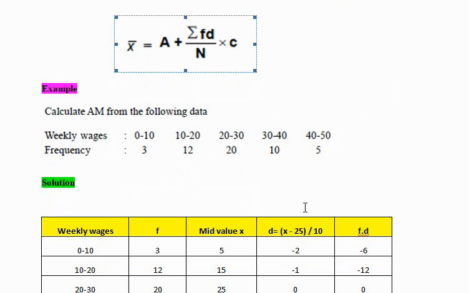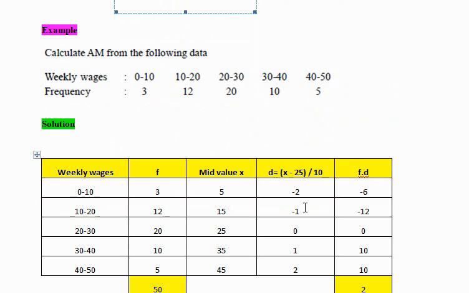Now we can just go for an example. Suppose the weekly wages are 0 to 10, 10 to 20, 20 to 30, 30 to 40, 40 to 50, and the frequencies are 3, 12, 20, 10 and 5. Then, in column basis, the weekly wages and the f values are here. Then the mid values.